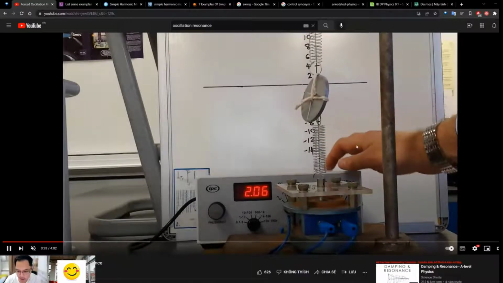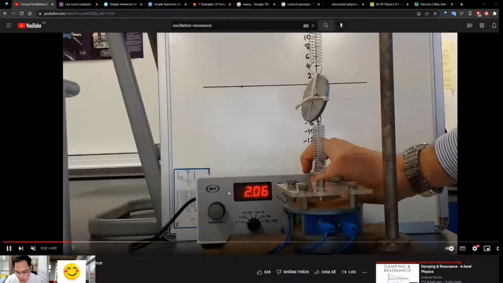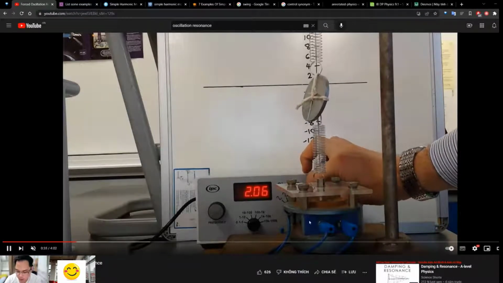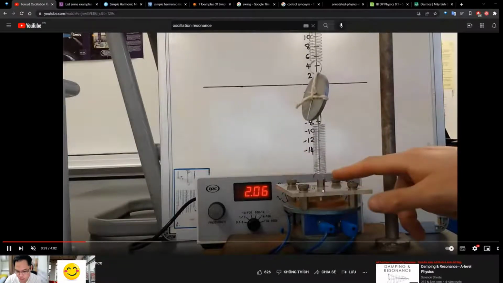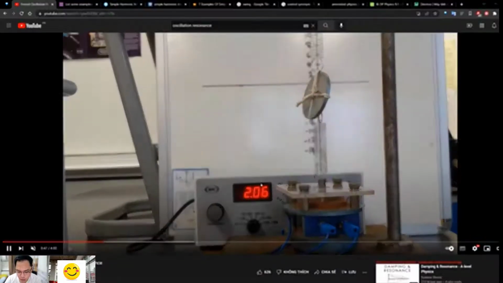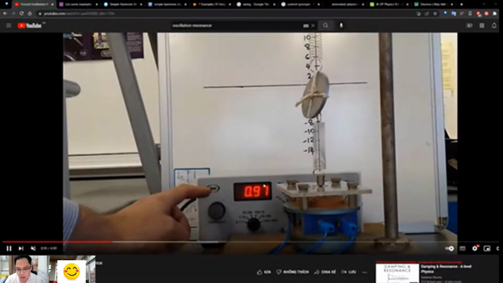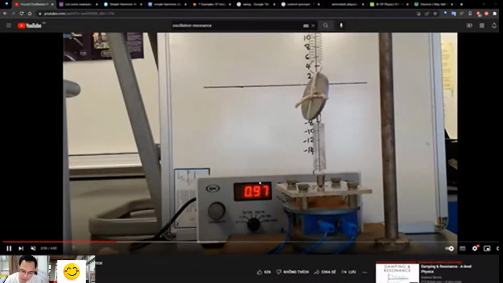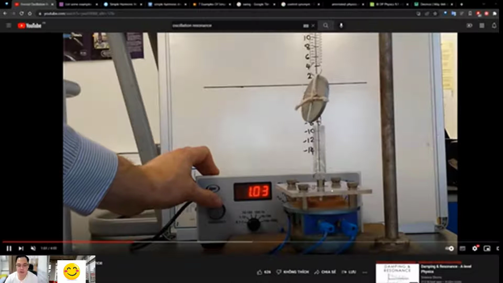okay, and now this person will change the frequency of the oscillator at the bottom here, make this thing vibrate up and down, okay, and he will change this frequency slowly until this frequency matches the natural frequency of the system. Let's see what happened.